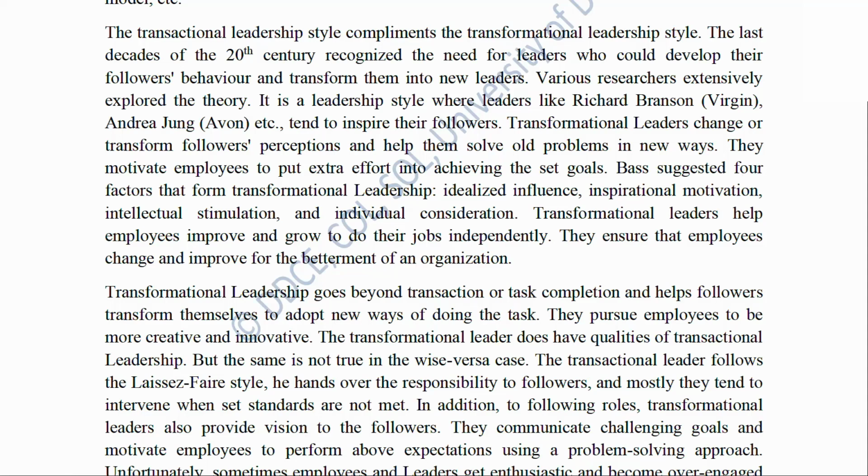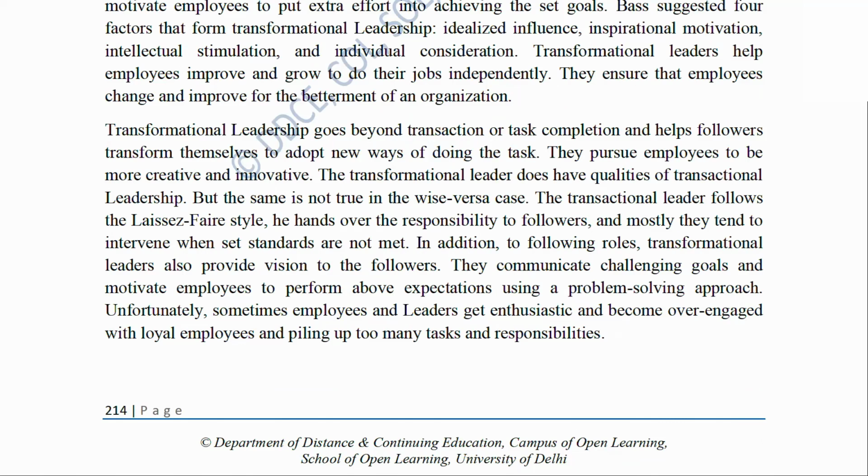Transformational leaders help employees improve and grow to do their jobs independently. They ensure that employees change and improve for the betterment of an organization. Transformational leadership goes beyond transaction or task completion and helps followers transform themselves to adopt new ways of doing the task. They persuade employees to be more creative and innovative.